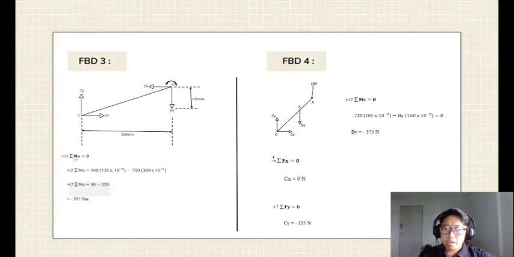For the third FBD, to find the moment, you can use the sum of moments equals 0, assuming the anti-clockwise rotation is positive. You can place 240 Newtons from the previous equation times 125 times 10 to the power of negative 3, which is the distance from D to C, minus 750 Newtons times 300 times 10 to the power of negative 3, which is the distance from D to C horizontally. And you get 330 minus 225, and the answer is 195 Newton meter.